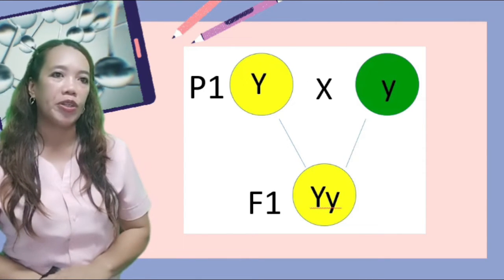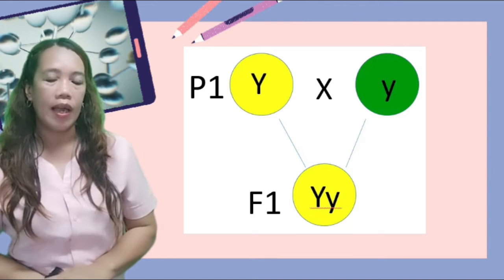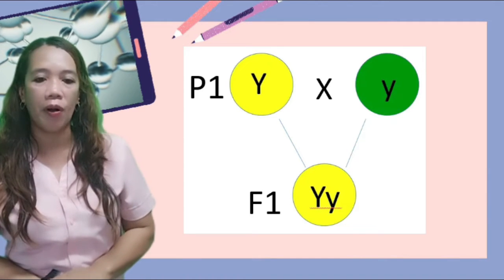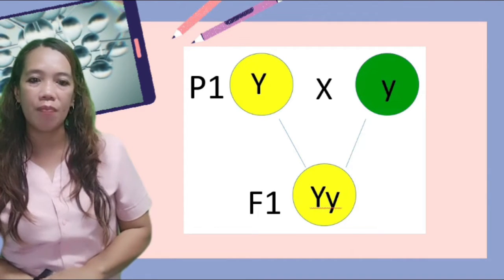We have also the term homozygous or pure and heterozygous or hybrid. What is the difference between the two? Homozygous or pure means the alleles for a given trait are identical or the same. For example, in a homozygous yellow pea plant, the alleles would be 2 capital Y. This is also termed as homozygous dominant since the trait yellow is dominant.